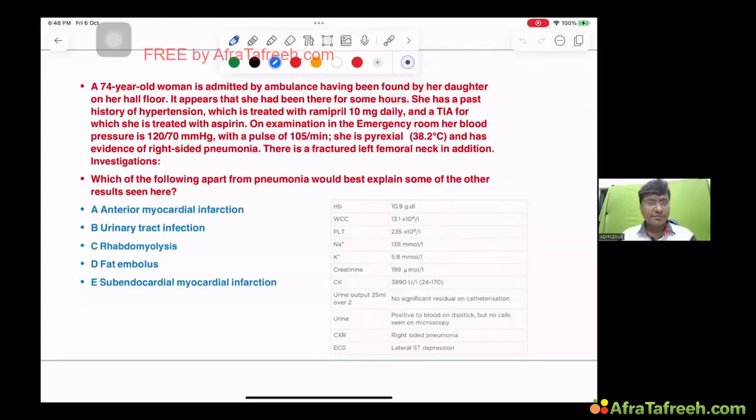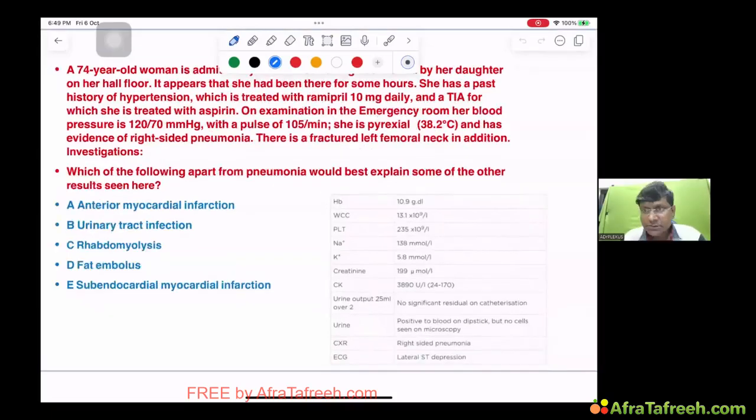In addition, investigations have been done. Which of the following, apart from pneumonia, would best explain some of the other results seen here? Acute myocardial infarction, urinary tract infection, rhabdomyolysis, fat embolism, subendocardial myocardial infarction. Go through your investigation workup also. And what about others? Yes, Jacob, what is your answer?